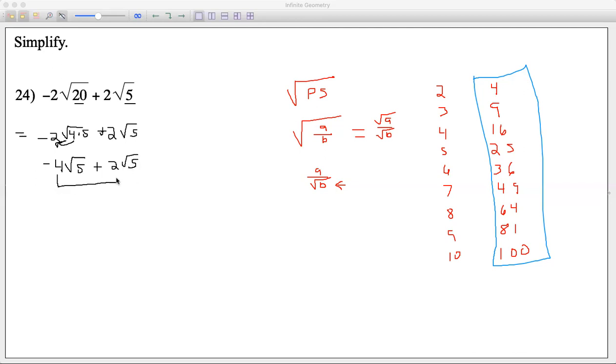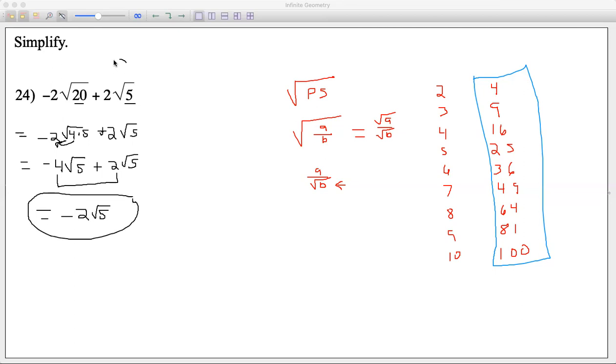So when what's underneath the radical are the same, I'm just looking at the coefficients and I add or subtract them. Negative 4 plus 2 is negative 2. And then you rewrite the square root of 5. And there you go. That wasn't too bad.